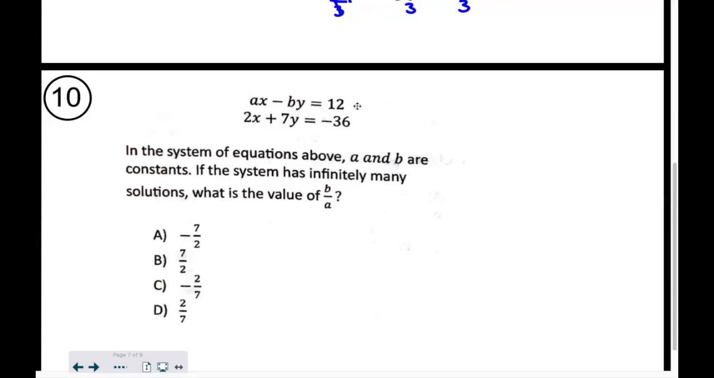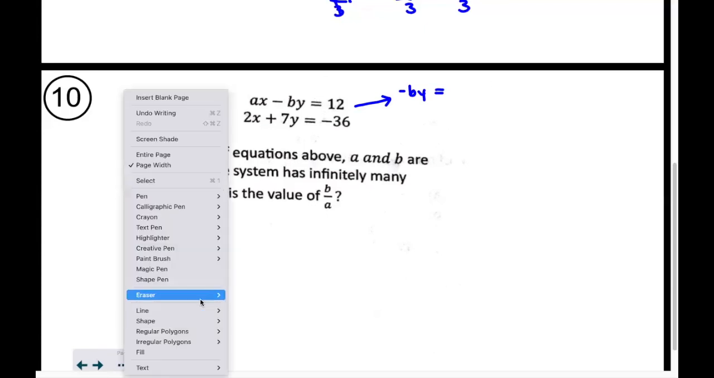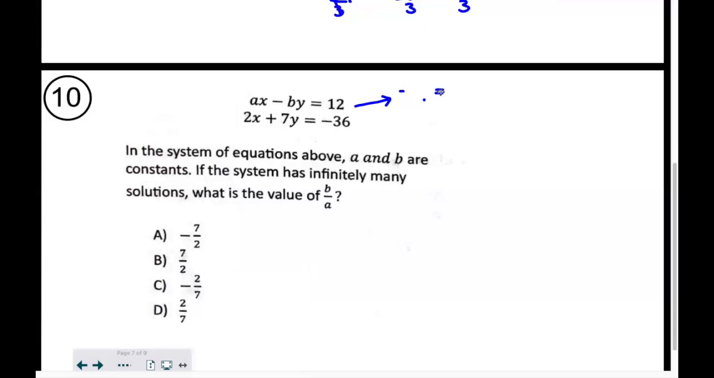And the way that I can find their slopes is I can just get them in slope intercept form. So like this one, I could move the ax to the other side. Actually, no, I'm not going to do that. Let's do this as quickly as possible. The way I would do this is I want the by to be positive. So I'm actually going to add the by to the other side and subtract 12 to this side. So hopefully that makes sense. All right, so instead of having to divide by a negative, I want this to be positive. So then I just divide everything by b.